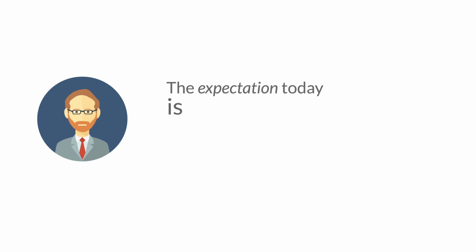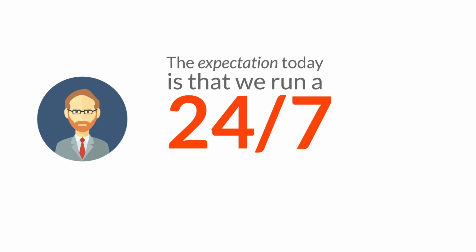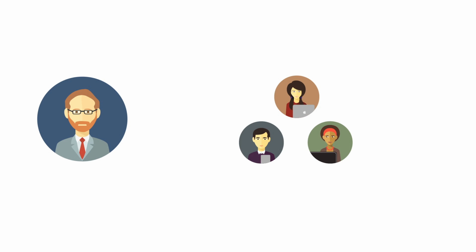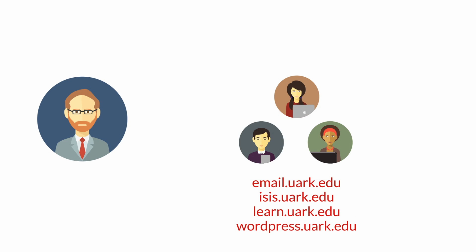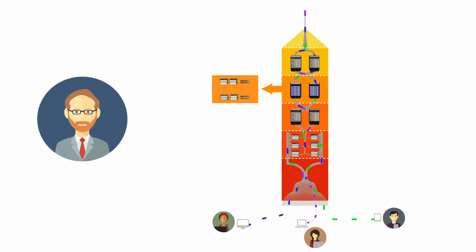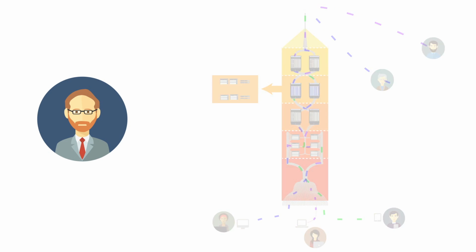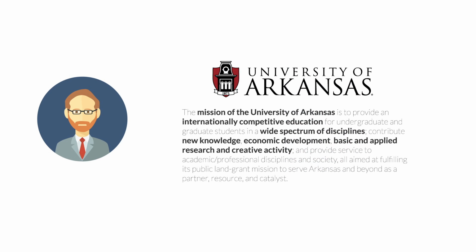The expectation today is that we run a 24/7 learning environment. There's really not a time when students aren't engaging our resources. And so we have to provide the most uptime we can. If the student's in the union on a Sunday afternoon and they've got a paper due the next day, the internet needs to work for them. We understand that. So we are very focused on ensuring that the reliability and redundancy of the network is there so that everyone can do what they need to do to fulfill the educational mission of the institution.